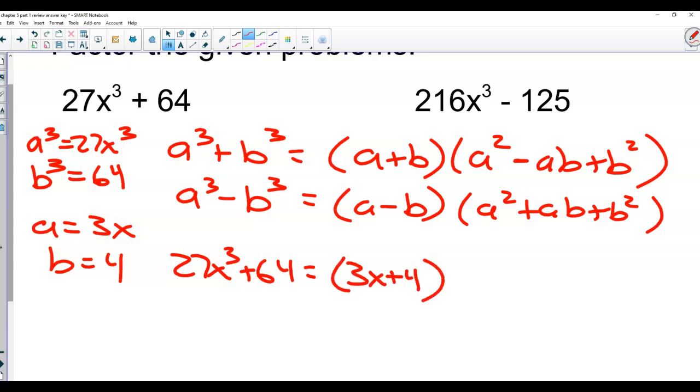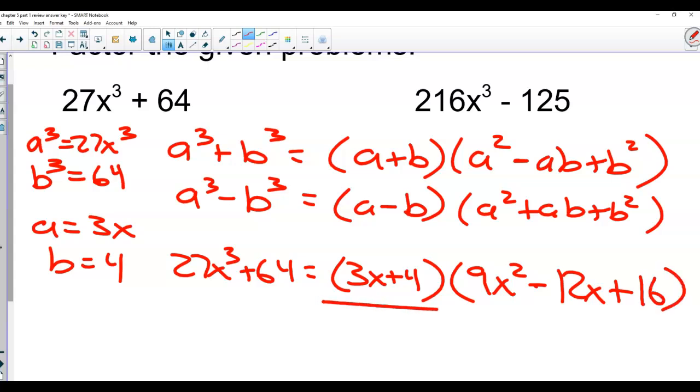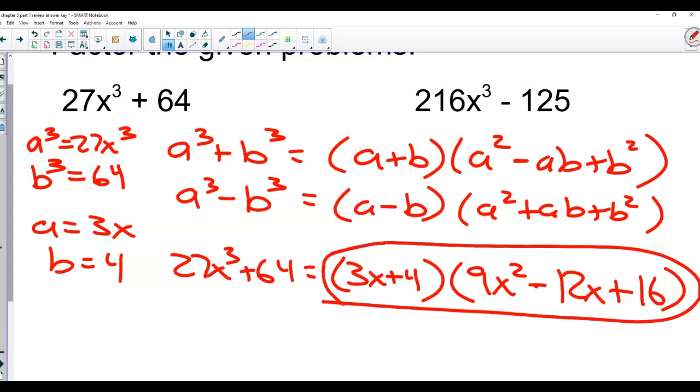3x plus 4. A squared, when you square 3x, it's 9x squared. Minus a times b. 3x times 4 is 12x. And then you add b squared. 4 squared is 16. This is your answer. You're just working off the formula.